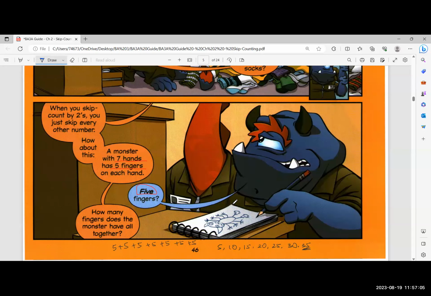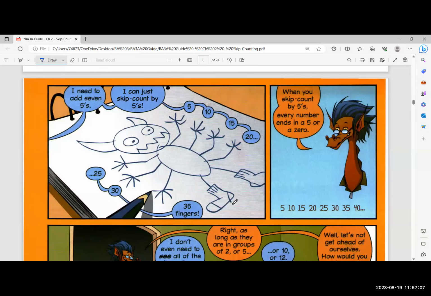Okay, so let's see what they did. I need to add seven fives, which is what we did. I can just skip count seven fives, and that's what they did as well. So we got the same answer, which is 35 fingers.